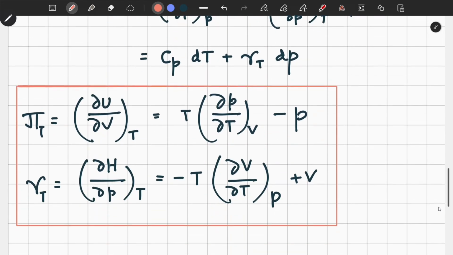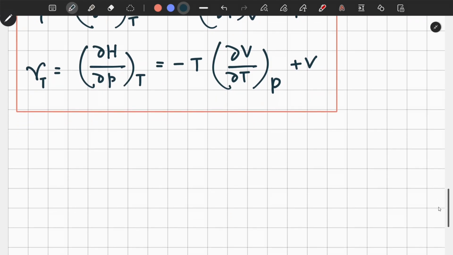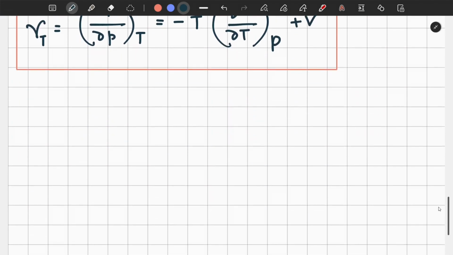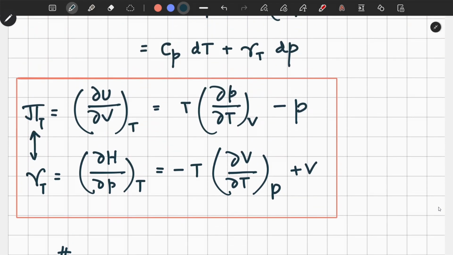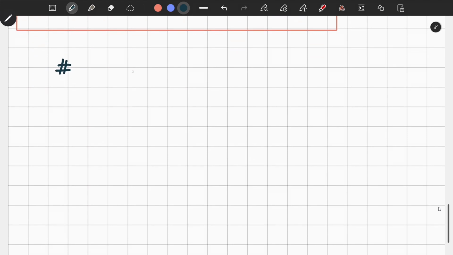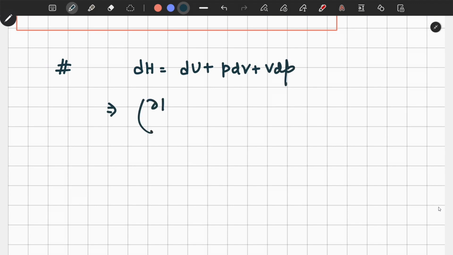Okay. So now we know, and I want to relate that pi T with gamma T. If we want to relate these two quantities, how can we relate? You know, dH equals dU plus PdV plus VdP. Correct. So del H del P at constant T, this is gamma T.